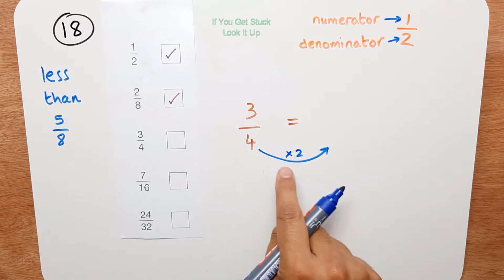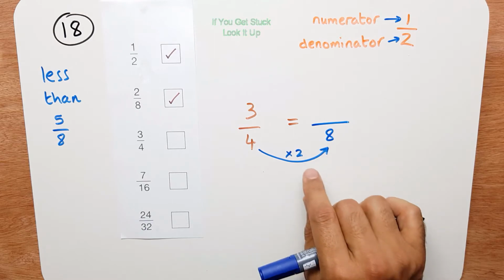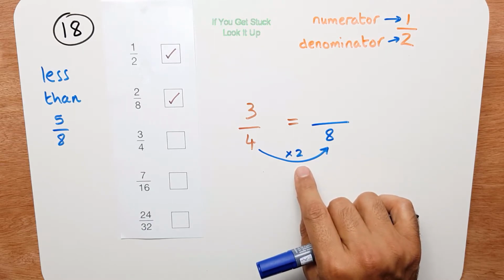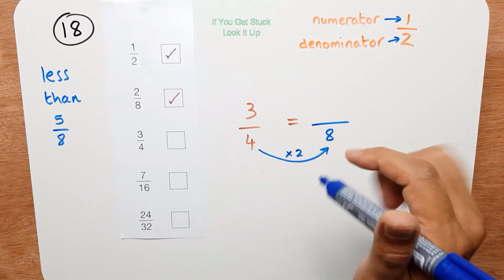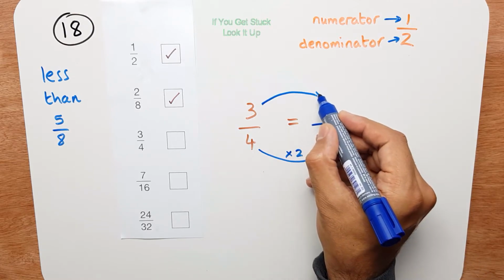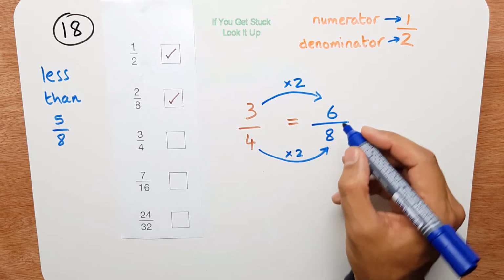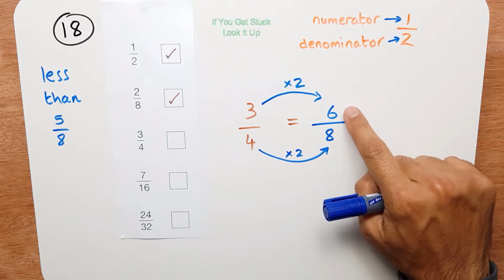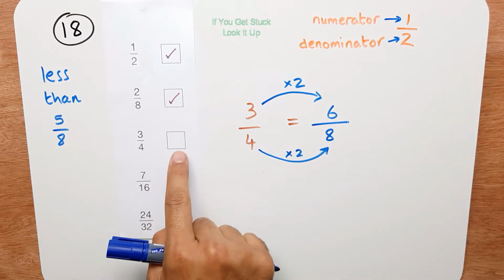So 4 times 2 is 8. Now again, whatever I do to the bottom number or the denominator, I have to do to the top number or the numerator. So I have to multiply that by 2. So 3 times 2 is 6. Now I can see 6/8 is bigger than 5/8, so we can ignore that one.